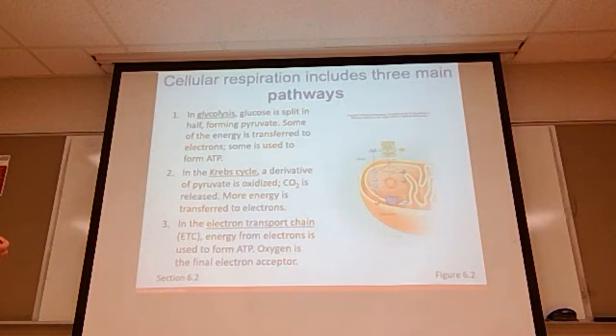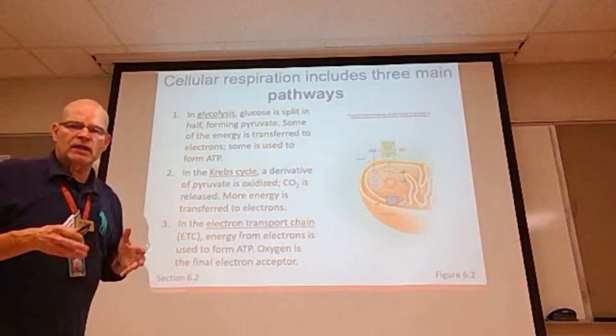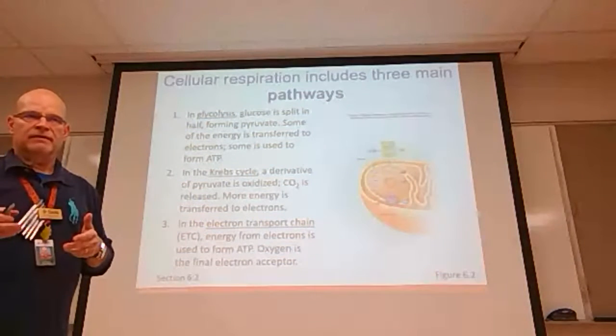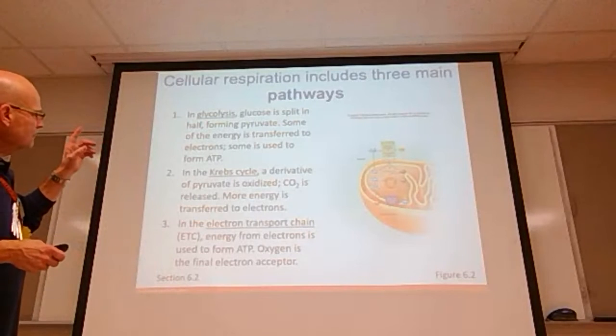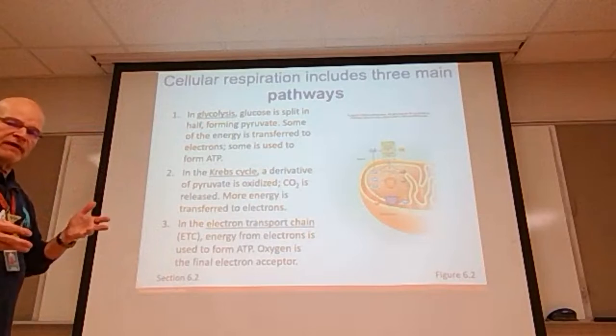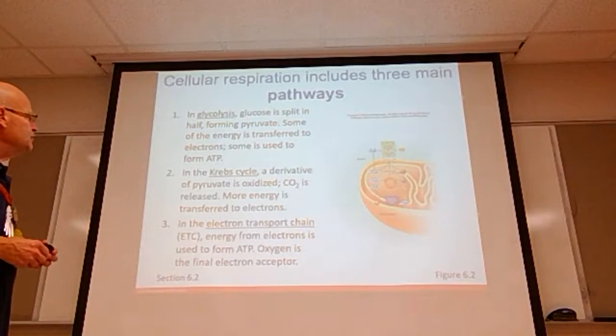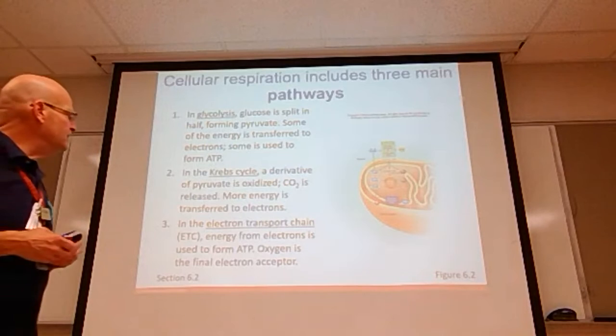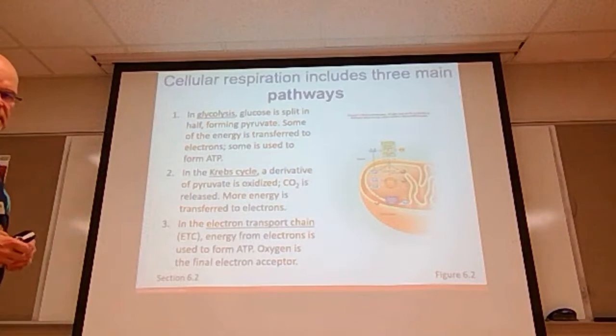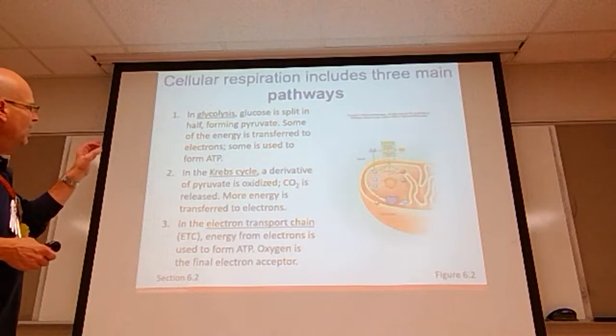Cellular respiration occurs in 3 main pathways. You have glycolysis, you have the Krebs cycle, and you have the electron transport chain. Glycolysis is the first step. The word glycolysis literally means sugar splitting. This is where a sugar molecule is split. It forms a product called pyruvate. That pyruvate is then transformed into another molecule called acetyl coenzyme A. We'll talk a little bit more about acetyl coenzyme A in a moment.